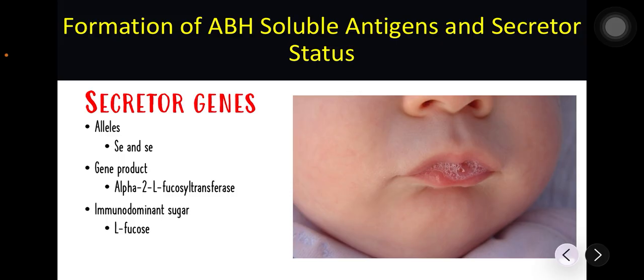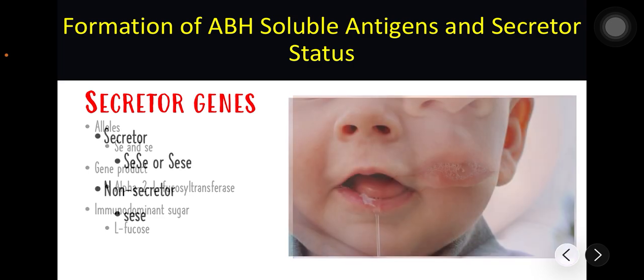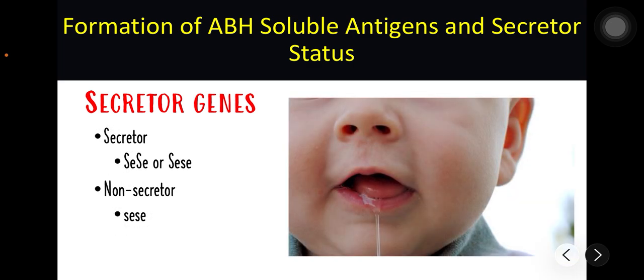Furthermore, the secretor gene, or the SE gene, is closely linked to the H and Lutheran genes, and its absence is a defining feature of the rare Bombay phenotype, or the small h, as these individuals lack the H foundation on both their cells and in their secretions. So again, the secretor genes could be the homozygous big SE, or the heterozygous big SE, small se. And then you are a non-secretor if you have the homozygous small se, small se.